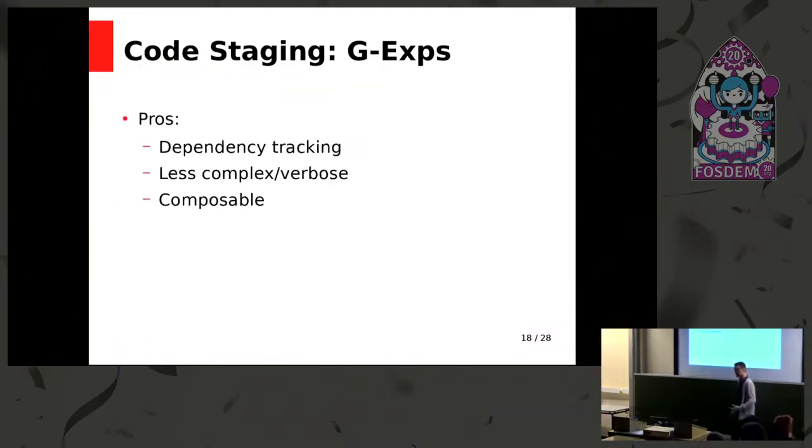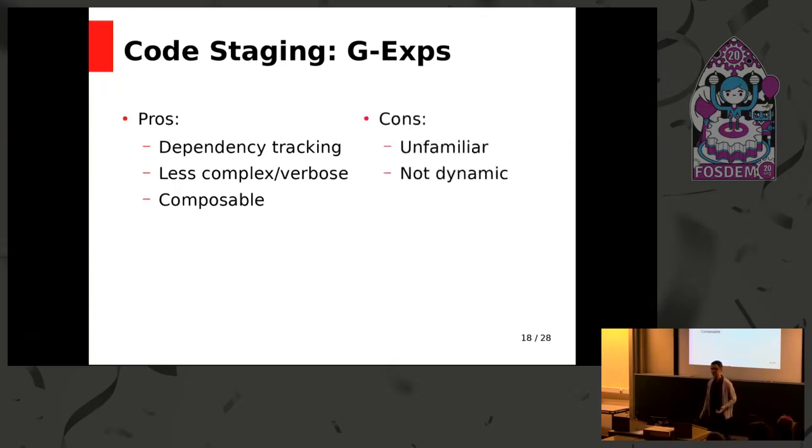So in summary, some of the pros of using a G-expression are that it manages your dependencies for you in your build expression that you're passing around. I no longer have to maintain a list of inputs. That leads to less complex code, and it makes the G-expressions much more composable than it would be if you were using S-expressions directly.